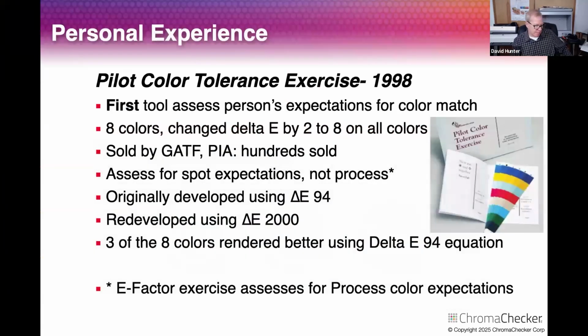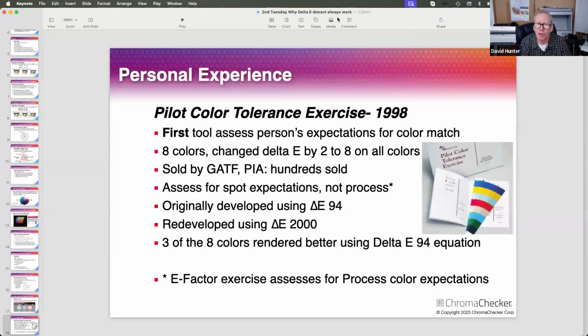Now, from personal experience, back in 98, I pioneered this tool called a pilot color tolerance exercise. And the concept was to quantify what a person's expectations were for a color match. Because I'd go into a site and their expectations would be a 2, but their equipment was a 6. And after I did this exercise, I could tell them right off the bat that you can't be a 2. Your equipment is horrible. Your equipment is a 6. The best you can be is a 6. You better ante up money for your equipment to be able to be a 2.